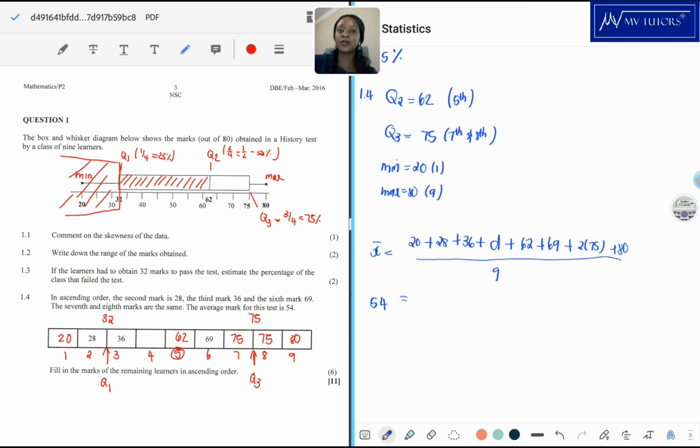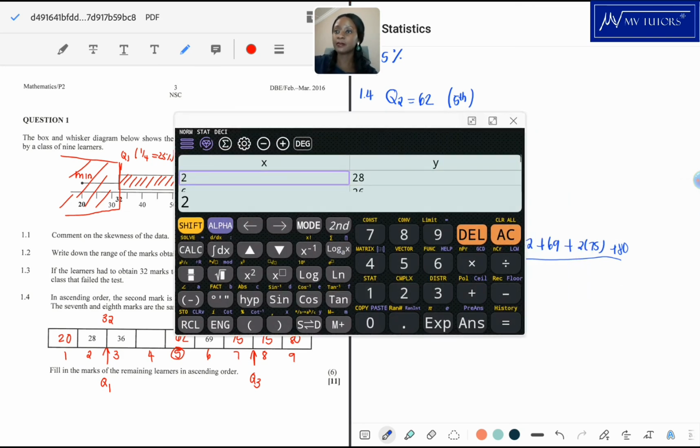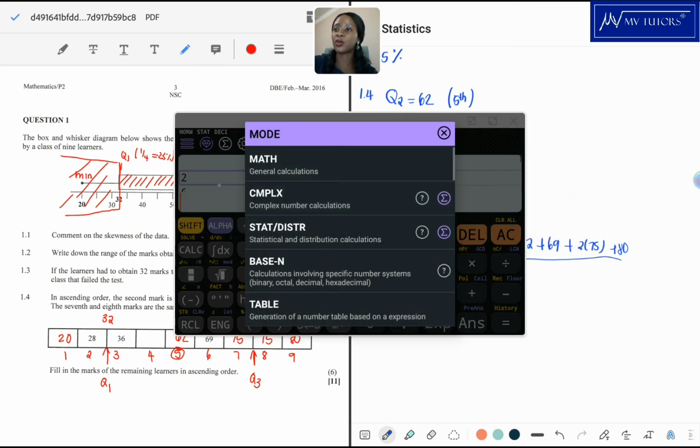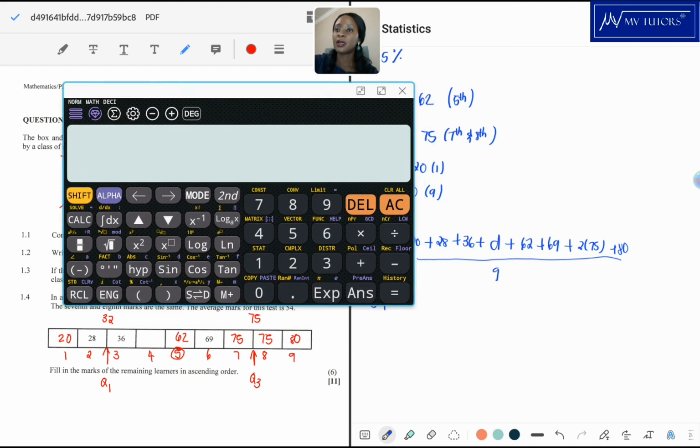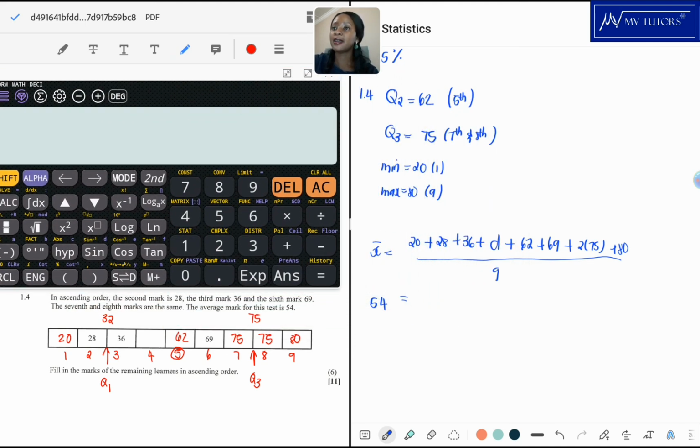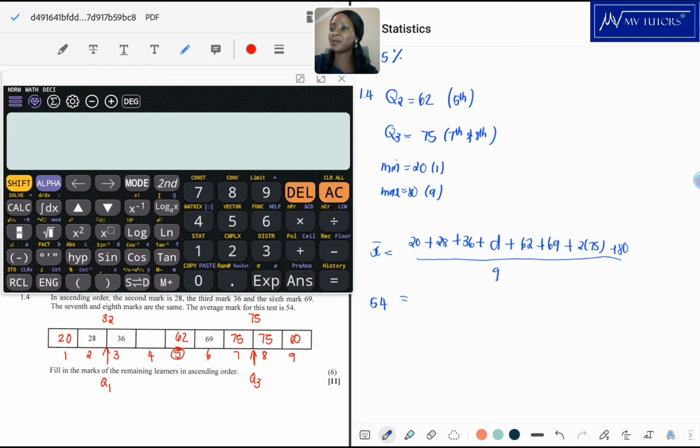So I'm going to add all of these values up. Okay, let me go back to my normal mode. But yeah, I hope you're enjoying the background music.